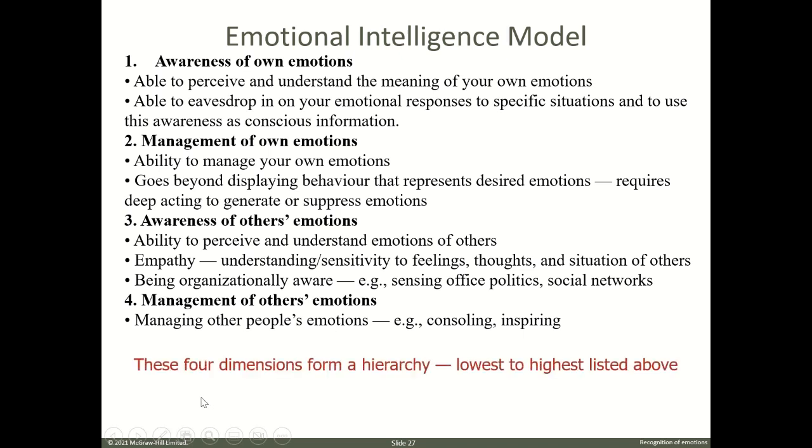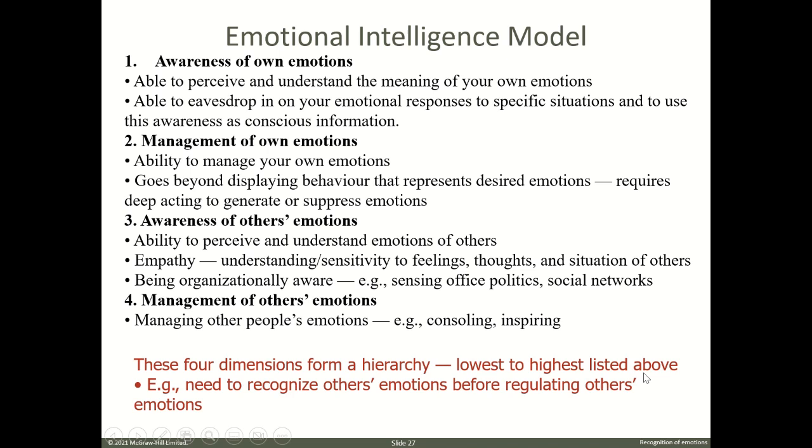So these four dimensions form a hierarchy from lowest to highest. For example, you need to recognize others' emotions before regulating others' emotions. Means you need to recognize other emotions before regulating our own emotions.